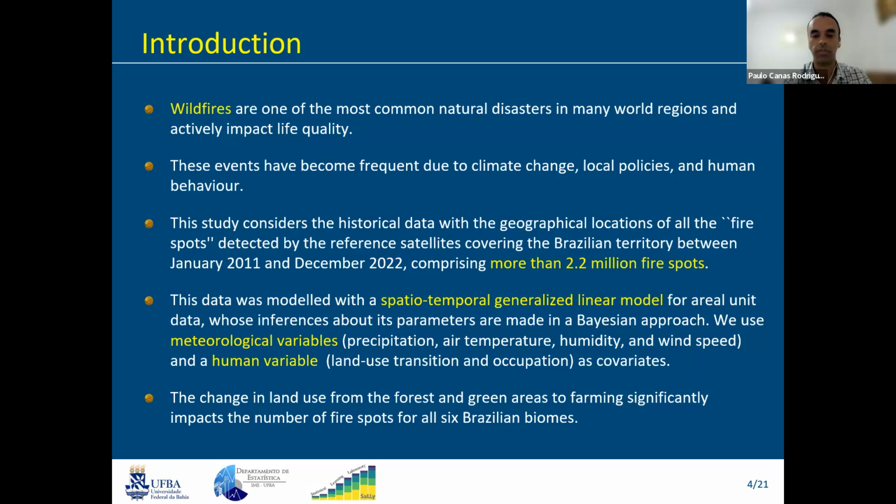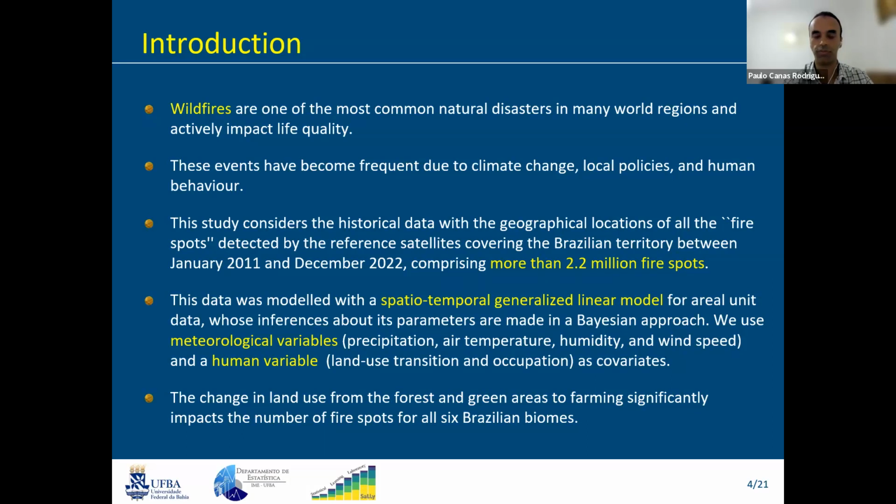By fire spot, this data is coming from satellite images, and there is a reference satellite that passes over Brazil every day, once per day, and it collects images, and based on those images, they are detecting the fire spots. Fire spots are, like you can imagine, a kind of pixel in the picture. So we collected all of that data, we organized it, and this is the number of fire spots that were detected in these 12 years.